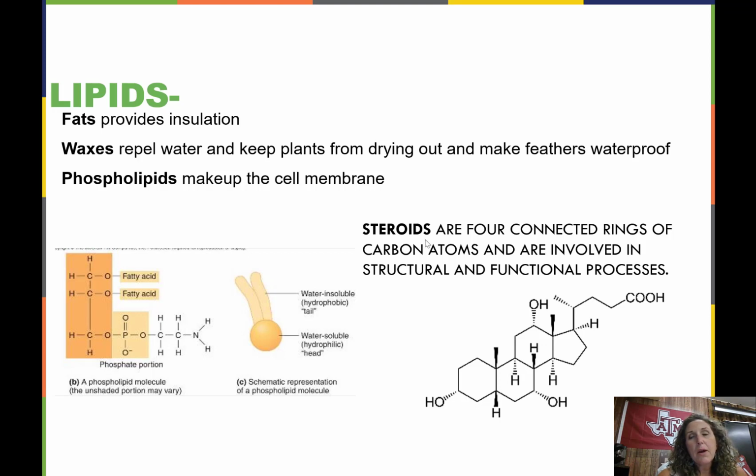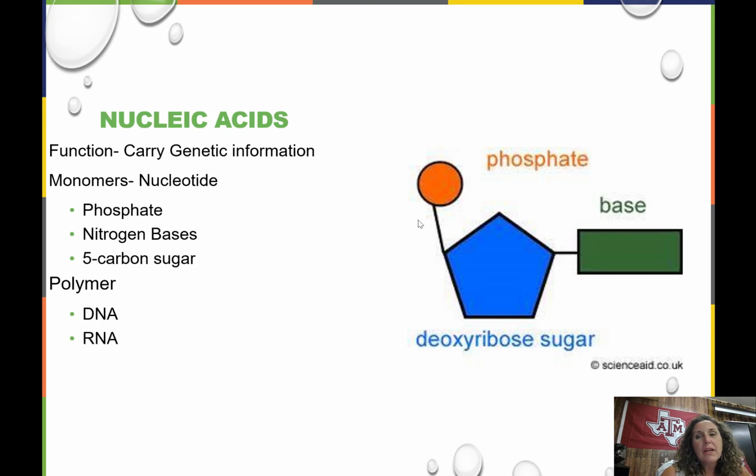Steroids are a common polymer of lipids. These are 4 rings of carbon atoms. And we use steroids for a lot of structural and functional processes. Well, all living things do. And then the last one is nucleic acids, which carry genetic information. The monomer is a nucleotide. The nucleotide is made up of a phosphate, a sugar, and a base. And when you put all of these together, you can get DNA or RNA.